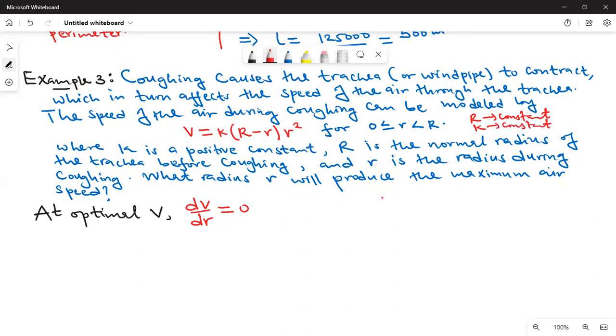So from here, V, the speed, is a function of the radius during coughing, the radius of the trachea just after coughing. That's why we are finding dV dr equals 0. So let's find those derivatives. dV dr is equal to what? Let's differentiate the equation we have been given. Of course, I can see there's a product of two functions of r, this and this.